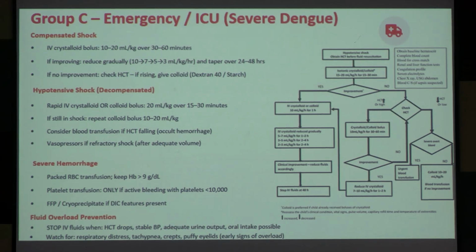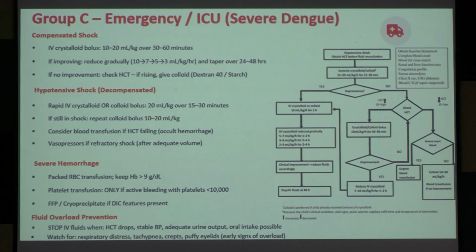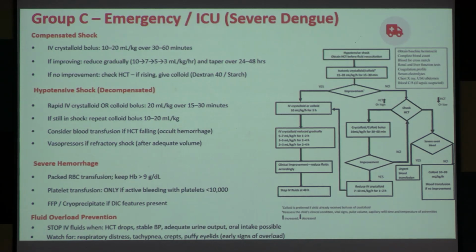So 20 ml per kg per hour, and definitely you should give a bolus of 10 to 15 ml per kg within 30 minutes. That means around 500 ml of IV fluid you have to give within 30 minutes. This is called the bolus dose. Then a maintenance dose of 15 to 20 ml per kg per hour. And if the BP is not correcting, you can switch to colloid.